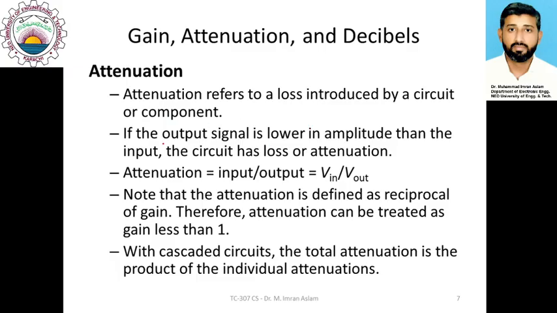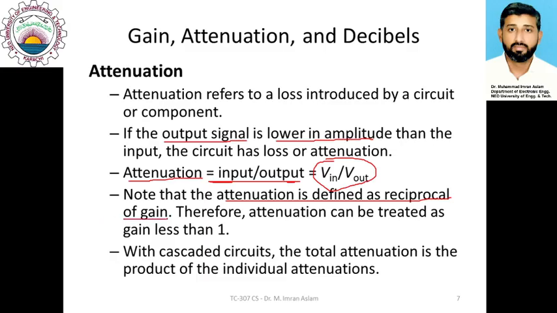So in attenuation, the output signal would be lower in amplitude than the input signal. So the overall circuit would be a lossy circuit or attenuator, where the output signal would have a smaller amount of power. In order to maintain uniformity with the gain, we define attenuation as the reciprocal of the gain. You can see that I have defined it as the ratio of input to the output, so it can be defined as V in upon V out. In other words, attenuation and gain are actually two views of the same thing.